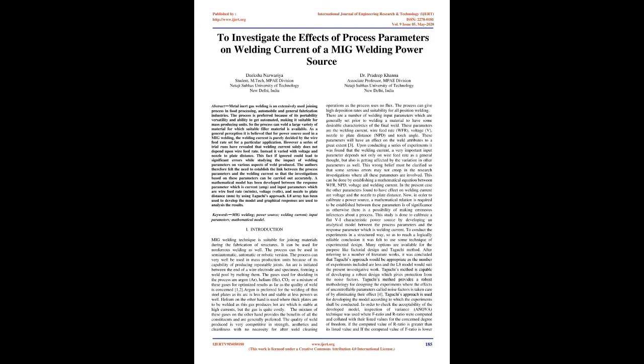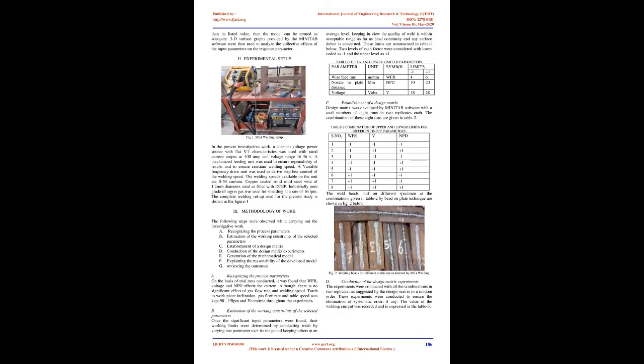Upon conducting a series of experiments, it was found that the welding current, a very important input parameter, depends not only on wire feed rate as a general thought, but also is getting affected by the variation in other parameters as well. This wrong belief must be clarified so that some serious errors may not creep in the research investigations where all these parameters are involved. This can be done by establishing a mathematical equation between WFR, NPD, voltage, and welding current. In the present case, the other parameters found to have effect on welding current are voltage and the nozzle to plate distance.